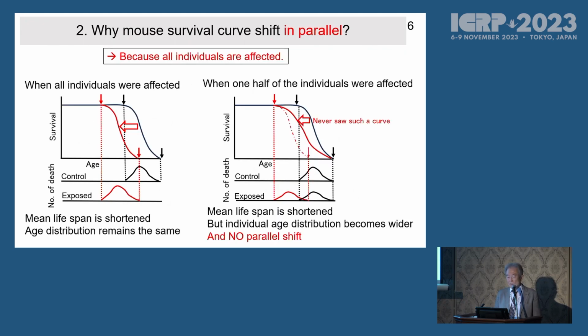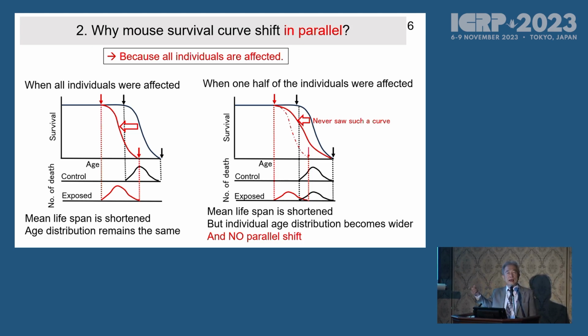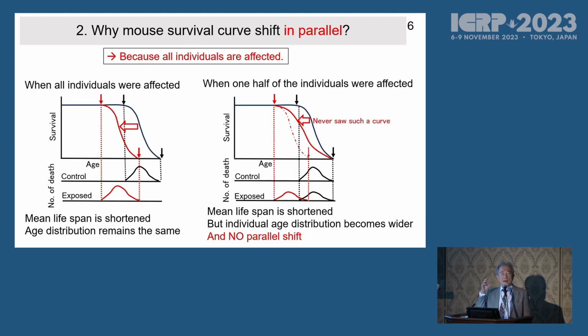Second thing is, when we think about mutation causing cancer, the fraction of affected individuals increases with the increase of radiation dose, right? So that's why we see some kind of dose response curve. However, if we think that way, we cannot explain the parallel shift of mouse survival curves shown on the left.